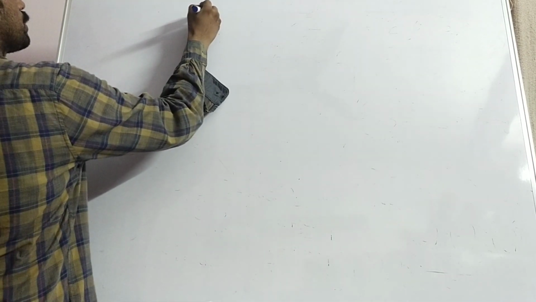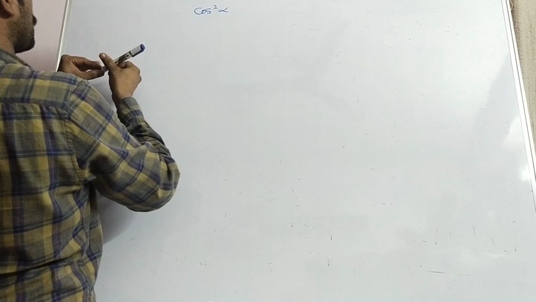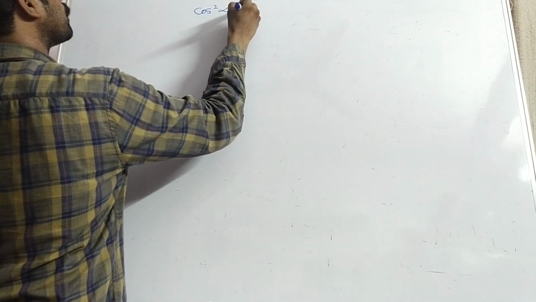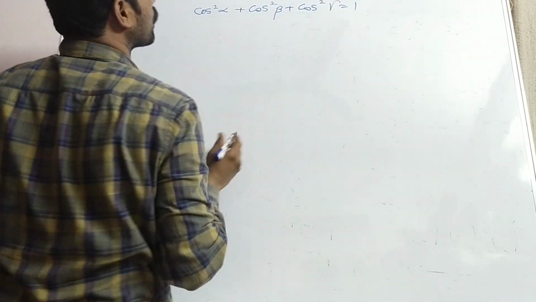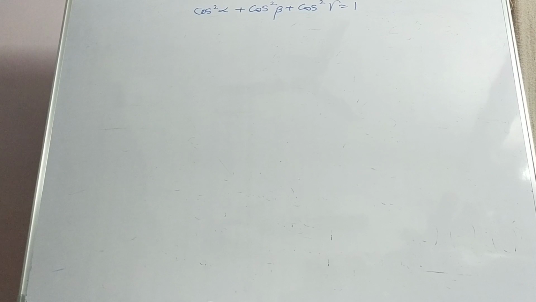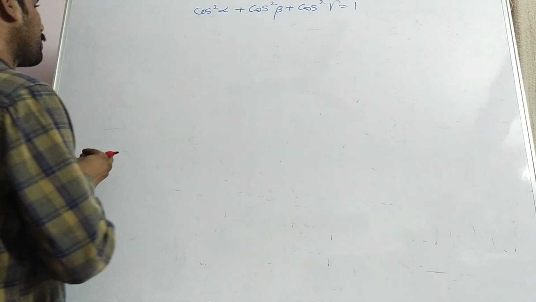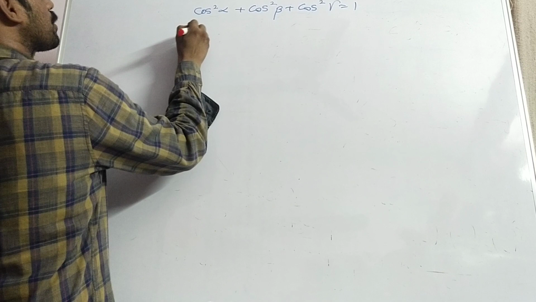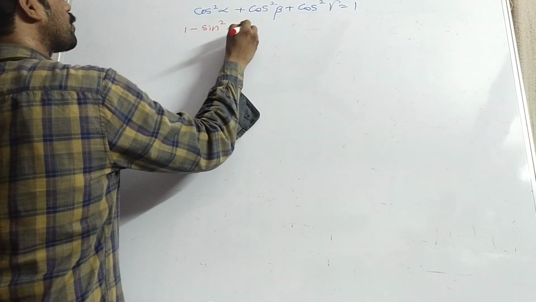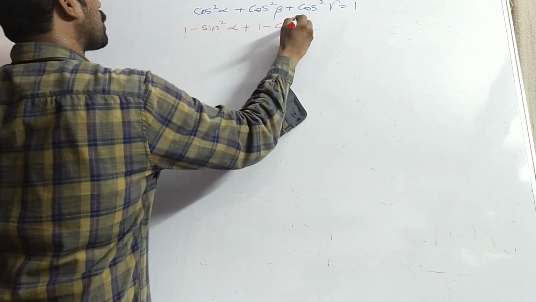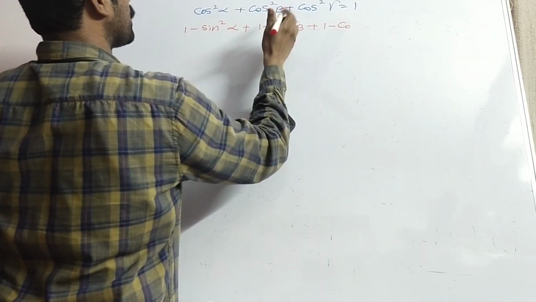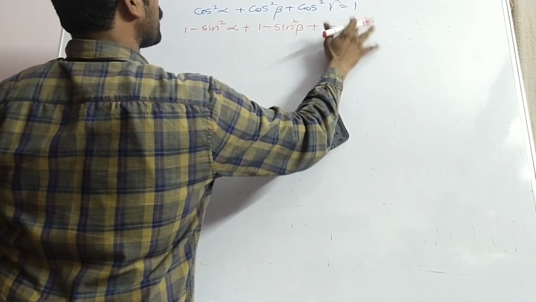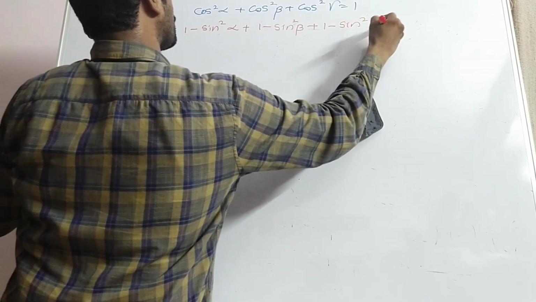So what is the relation? That is cos square alpha plus cos square beta plus cos square gamma is equal to 1. That is proven. Now in terms of sin alpha, sin beta, sin gamma, that can be written as: 1 minus sin square alpha plus 1 minus sin square beta plus 1 minus sin square gamma is equal to 1.